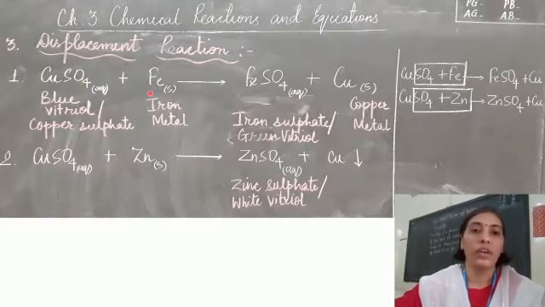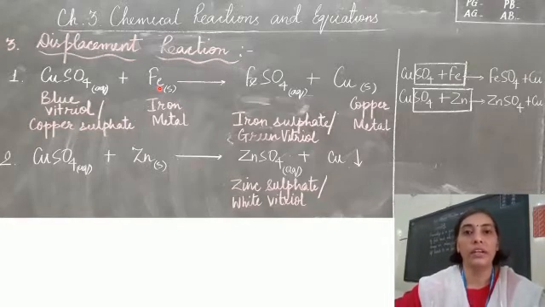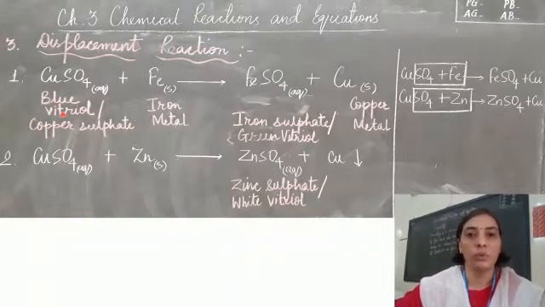Now to this we have added an iron nail. We can take an iron nail and dip it in the copper sulfate solution that we have prepared. This copper sulfate is also called blue vitriol, blue because of its color, and it's a sulfate salt and hence the name vitriol. Then this is iron metal that we have taken, it's a solid.